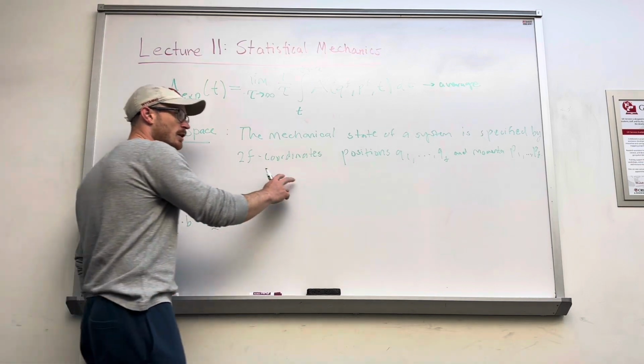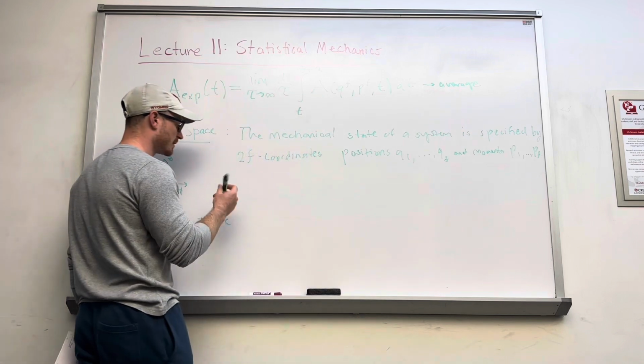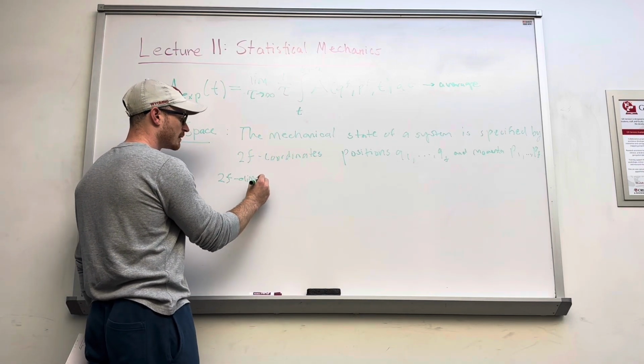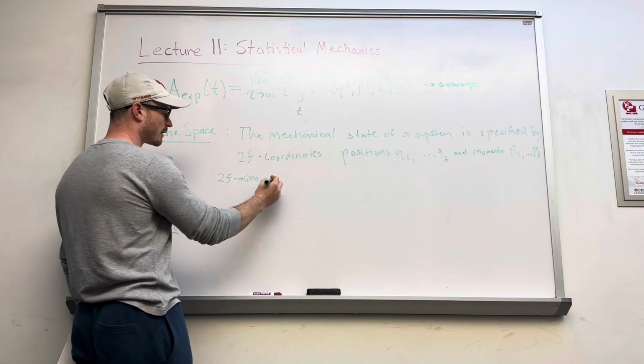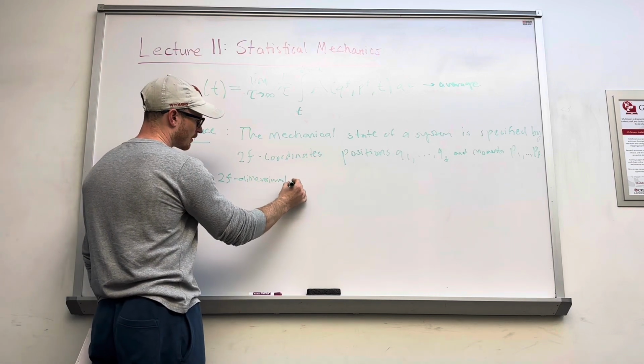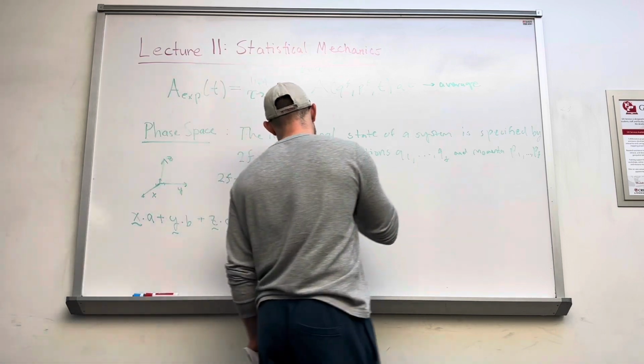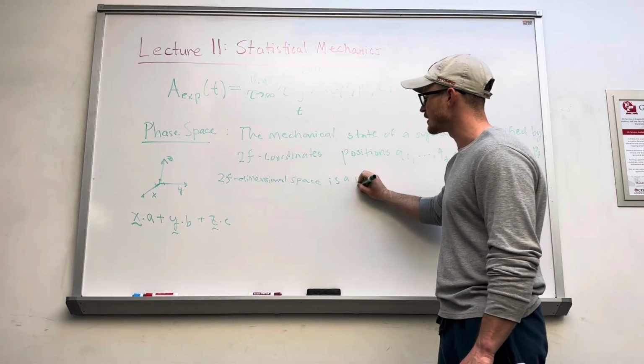In this case, we have a 2f dimensional space. This 2f dimensional space we can't visualize like we just drew on the board here, but this is called a phase space. So this 2f dimensional space is a phase space.